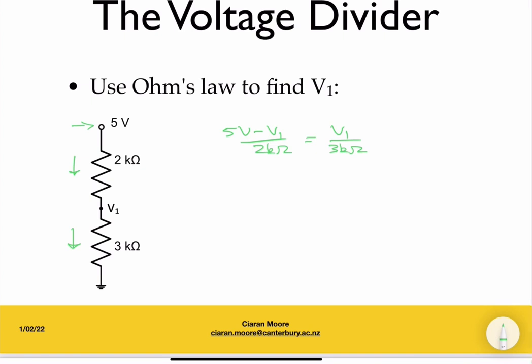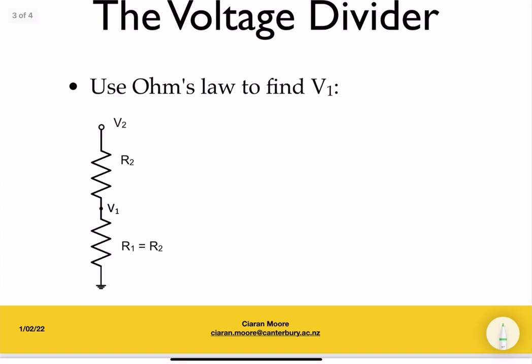Alternatively, we can remember that for a voltage divider, V1 is equal to V2, in this case 5 volts, multiplied by R1, in this case 3 kilo ohms, over R1 plus R2. Both approaches will give us the same answer. We're left with V1 is equal to 5 volts multiplied by 3 divided by 5. V1 should be 3 volts.